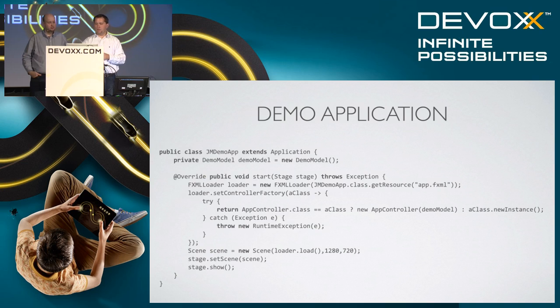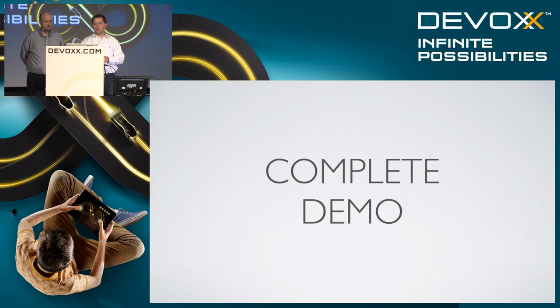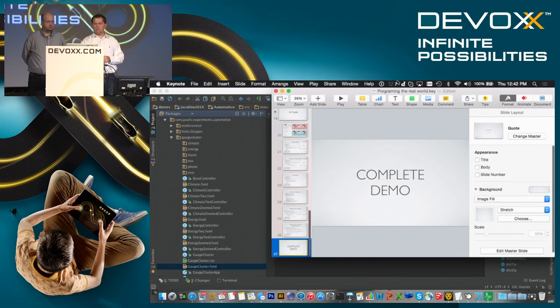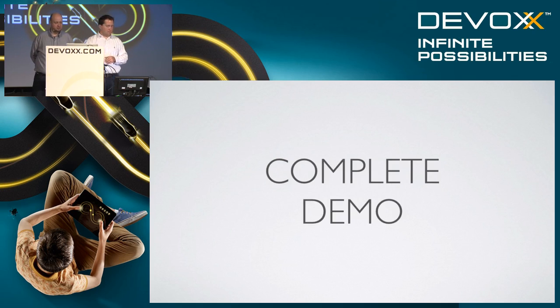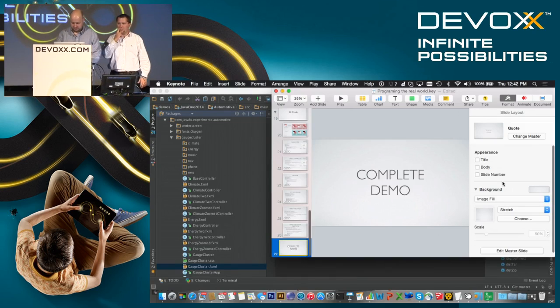The only thing that we had to do here, actually I'm going to switch to this slide. The only thing that we had to do was at the application level, we just needed to make sure that we start up the FXML loader, and that when we create the application model, we are injecting our data model into it. So it's just a couple lines of code. So that's all the talking. Now we're going to switch and show you the actual demo working in a complete manner.